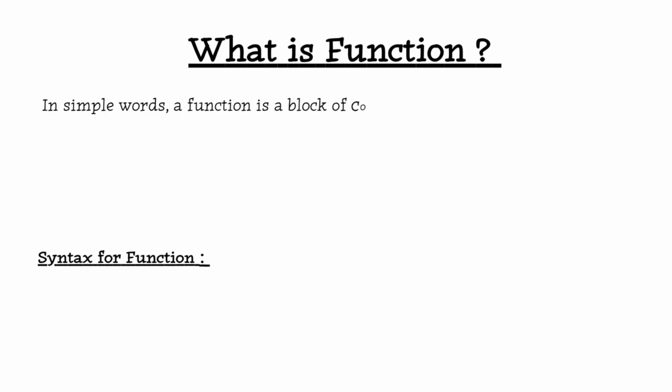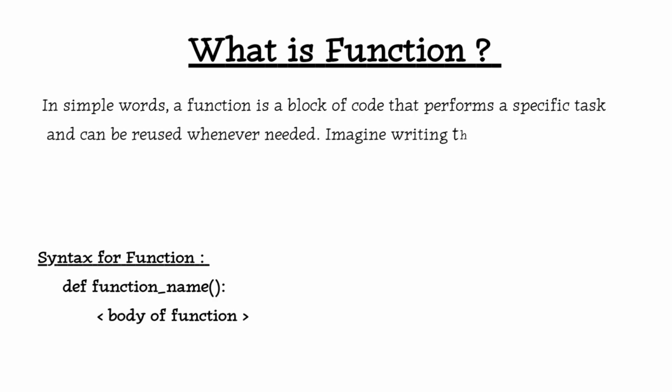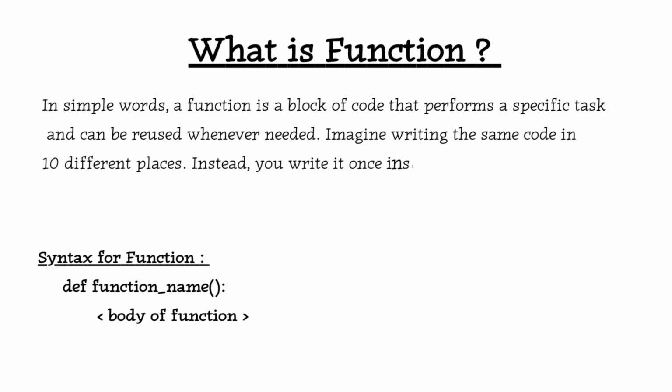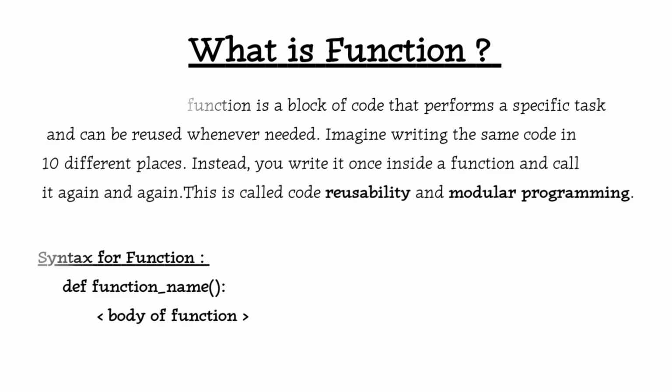In simple words, a function is a block of code that performs a specific task and can be reused whenever needed. Imagine writing the same code in 10 different places. Instead, you write it once inside a function and call it again and again as per your requirement. This is called code reusability and modular programming in Python.